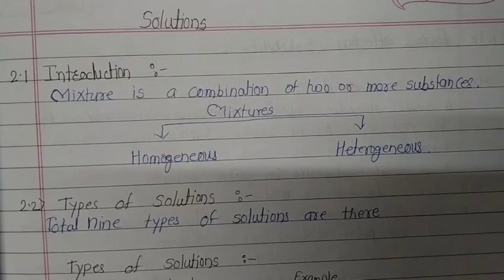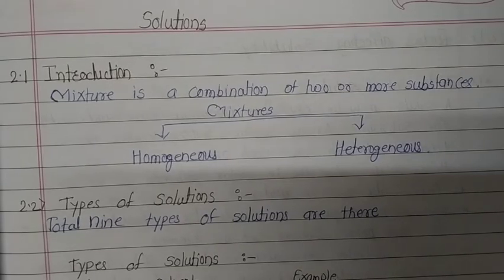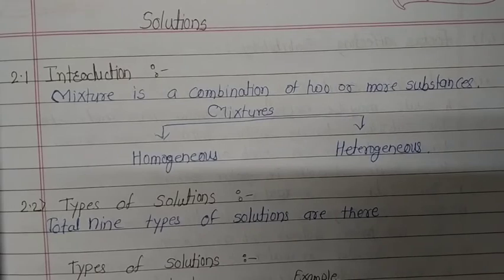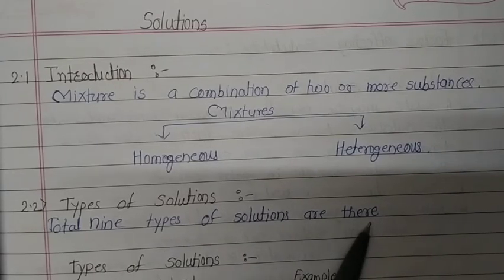Now a solution consists of a solvent and solute. Since the physical state of solvent and solute may be either solid, liquid or gaseous, depending upon these, there are a total of 9 types of solutions. So we see about the types of solutions.